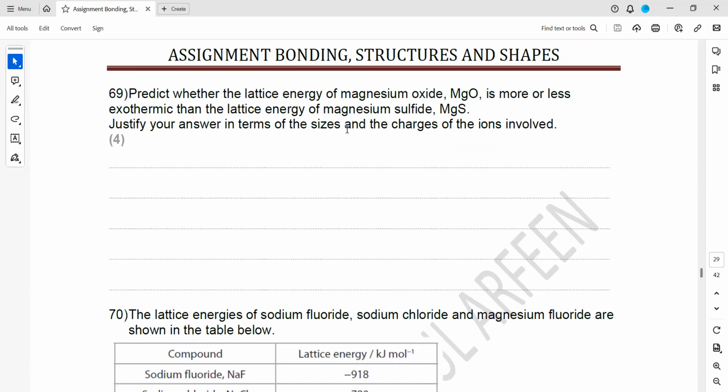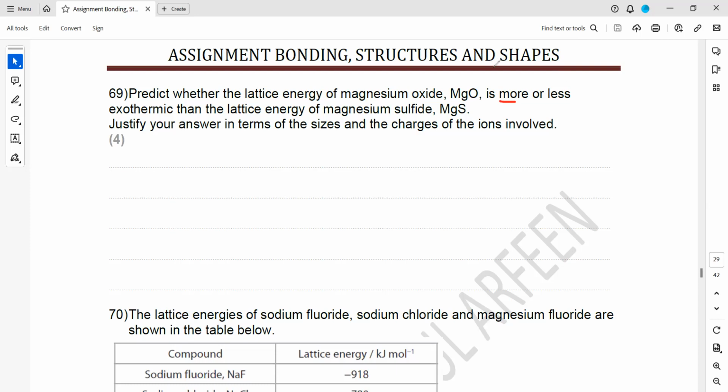Predict whether the lattice energy of magnesium oxide is more or less exothermic than the lattice energy of magnesium sulfide. Justify your answer in terms of size and the charges of the ions involved. Look, on what factor the lattice energy depends on? The lattice energy depends on the strength of ionic bond.